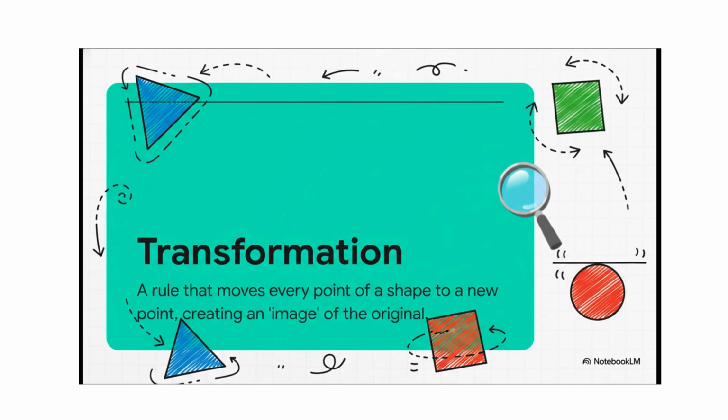It's called a transformation. The best way to think of it is just as a rule or a set of instructions. It's a rule that tells every single point on a shape exactly where it needs to go. The original shape moves, and the new shape that appears is called its image. This is our official recipe for movement.